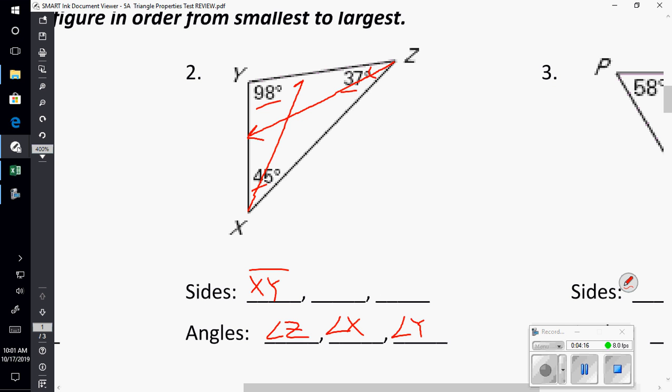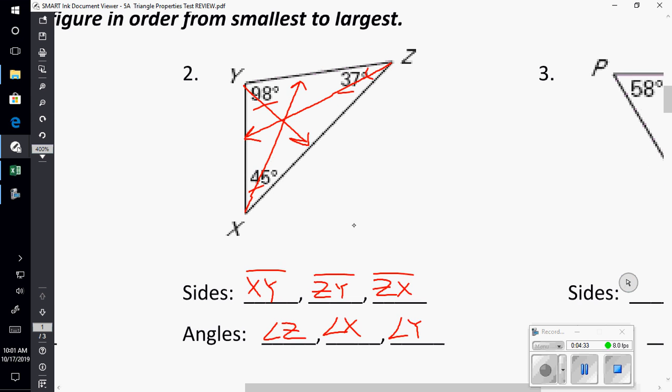45 degrees is the middle angle, so ZY is going to be the middle length side. Largest angle is angle Y. ZX will be the longest side.